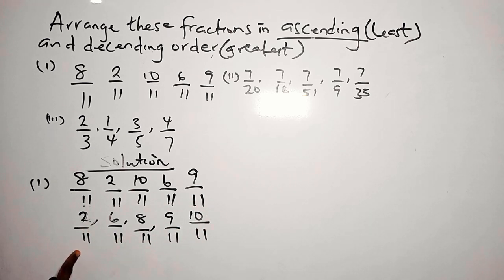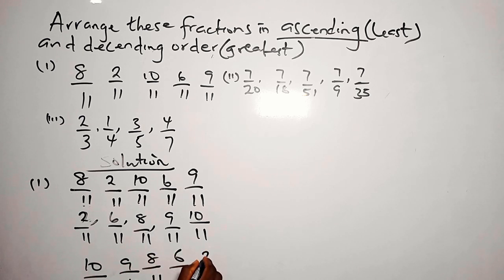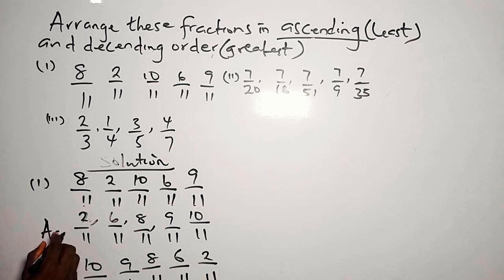In descending order, we look for the reverse of this: 10 over 11, followed by 9 over 11, 8 over 11, 6 over 11, and 2 over 11. So this one is in ascending order, while this one is in descending order.